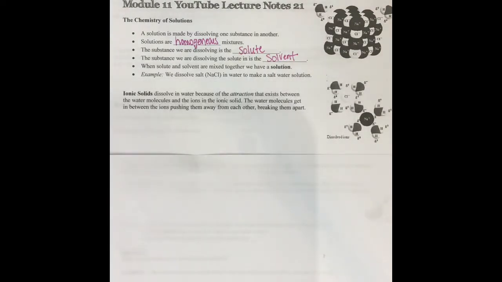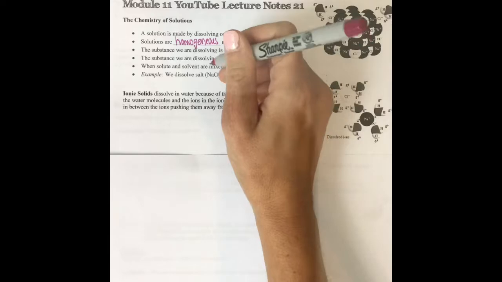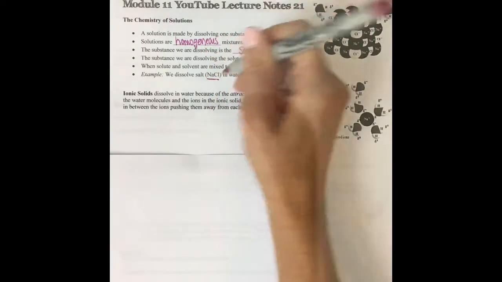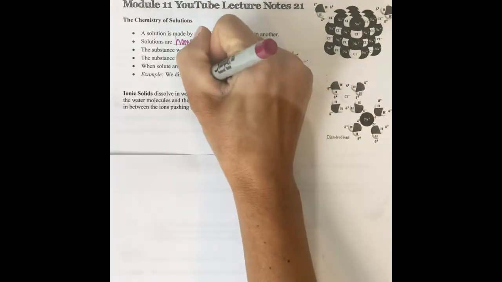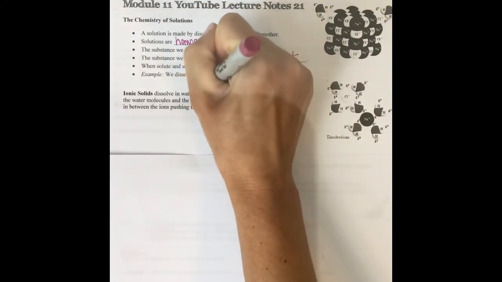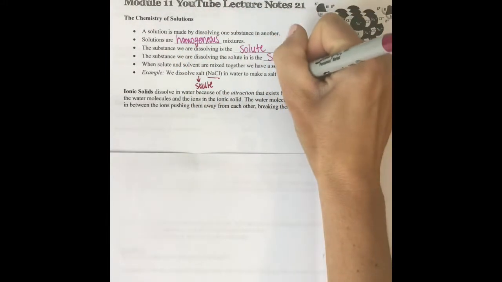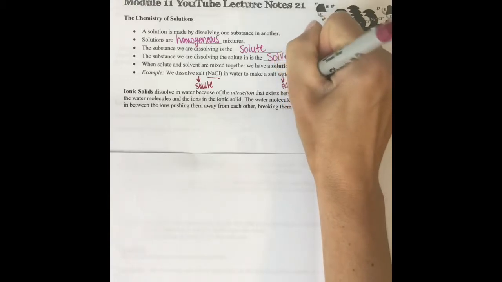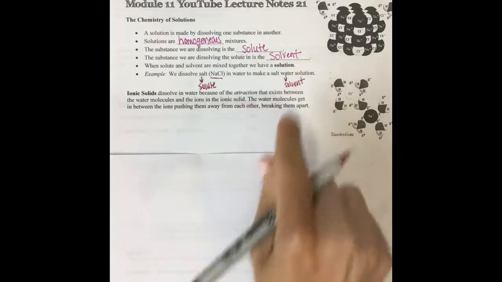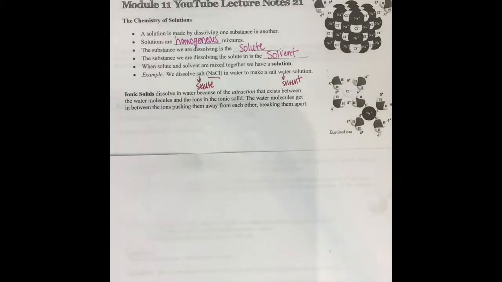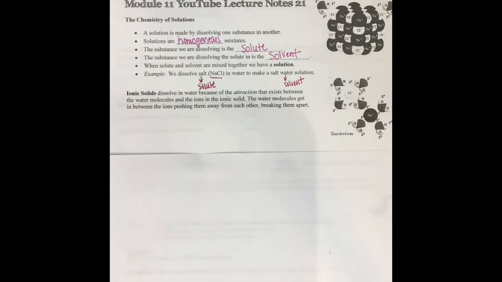So let's talk about why salt would dissolve in water in the first place. We just took salt, which is NaCl, and the salt was the solute, and the water was the solvent. You need to be able to distinguish what is what when you're making a solution.